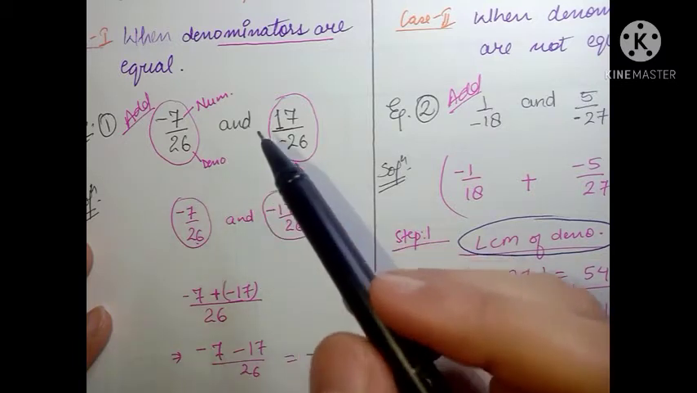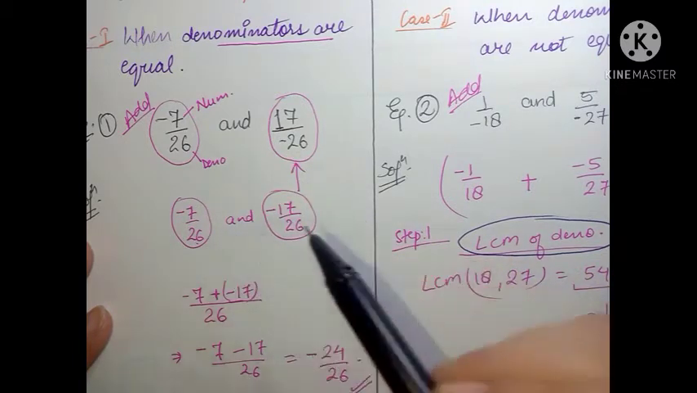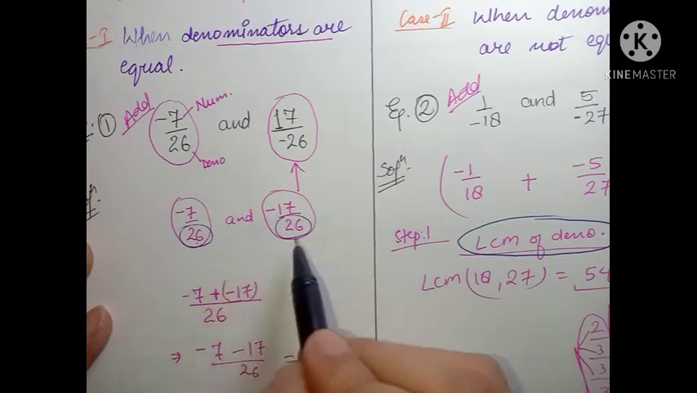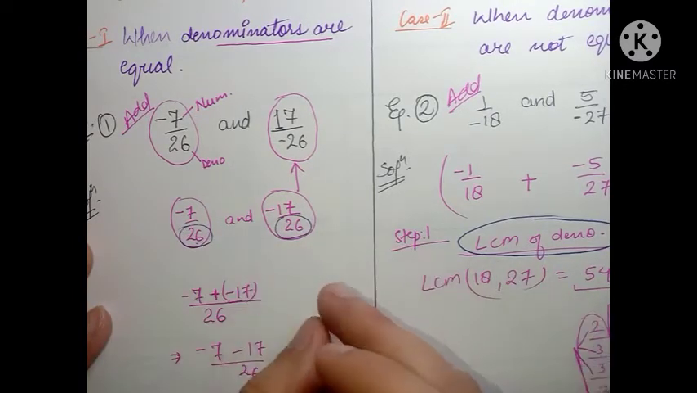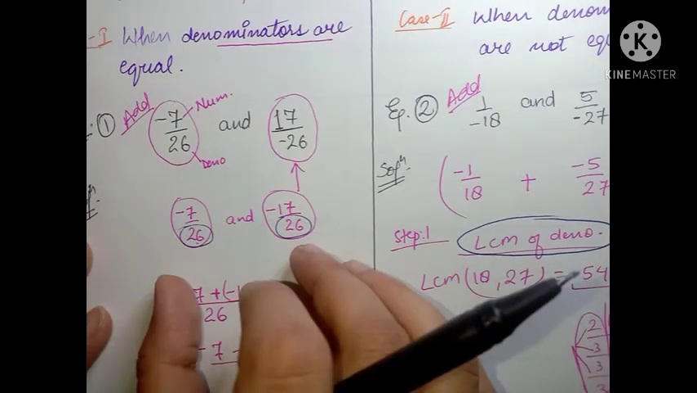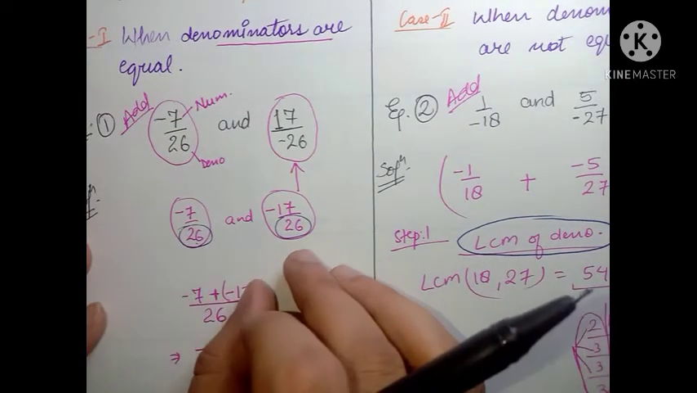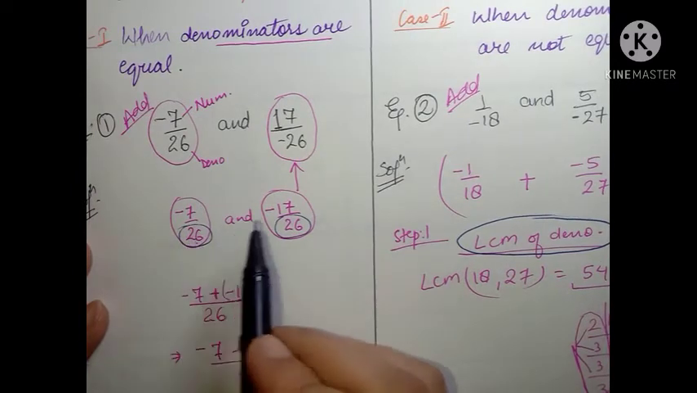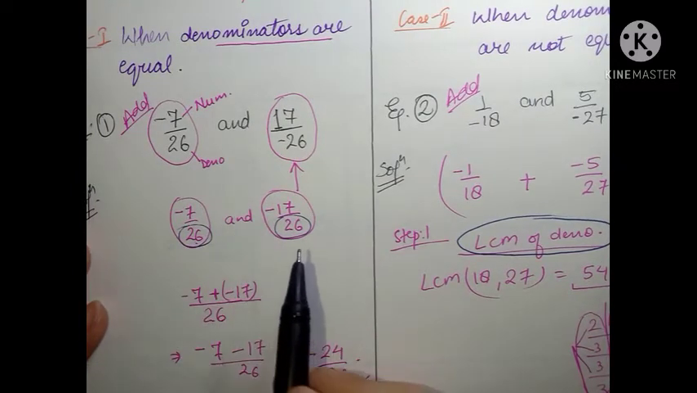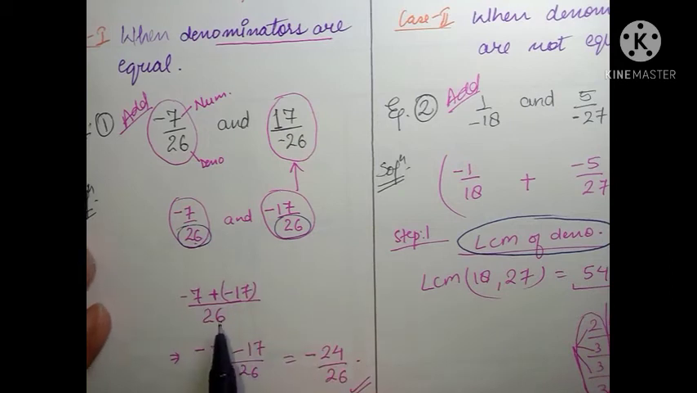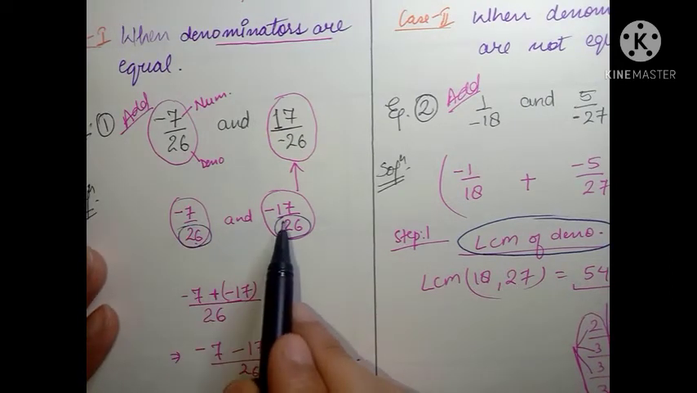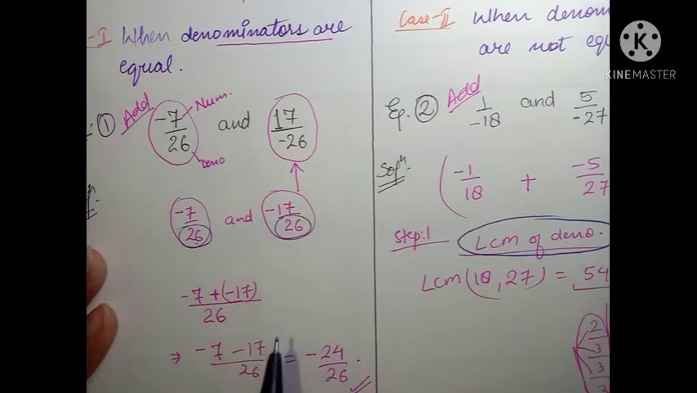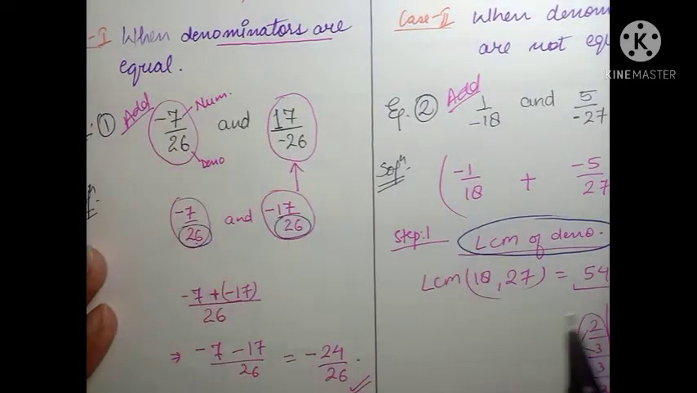Now to add the rational numbers which have the same denominators, you can see that 26 is the denominator in both of the rational numbers. For these kinds of numbers, to add them we simply write the common denominator and add their numerators, that's it. You have to write the common denominator below and add their numerators. That's all we do in the addition of rational numbers whenever denominators are equal.